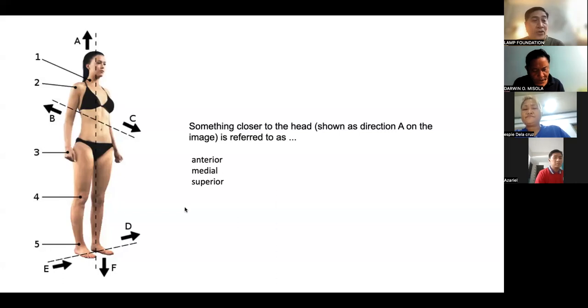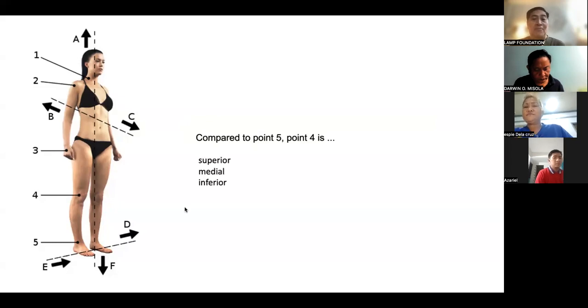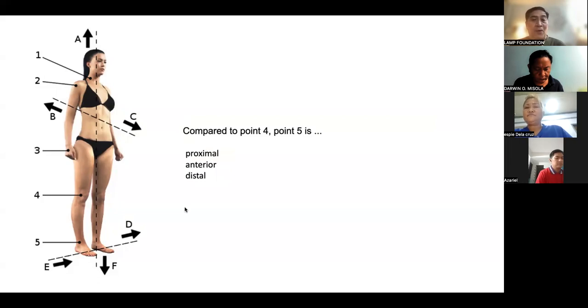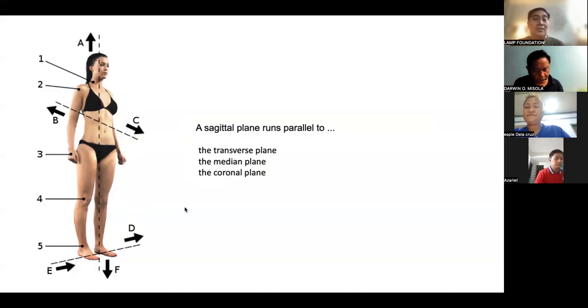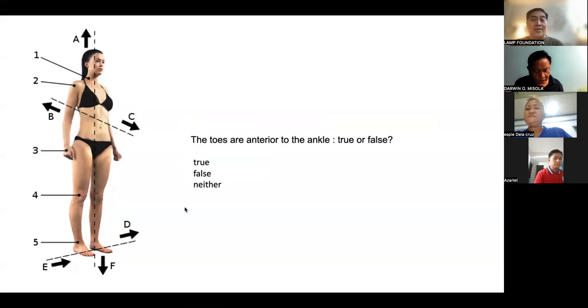Something closer to the direction on the image compared to us. Superior. Compared to point 4 is distal. A sagittal plane runs parallel to the median plane. The toes are anterior to the ankle. True or false?